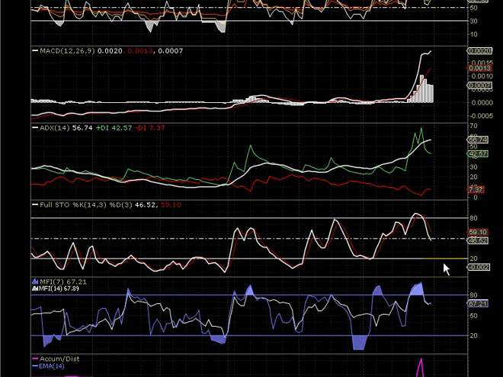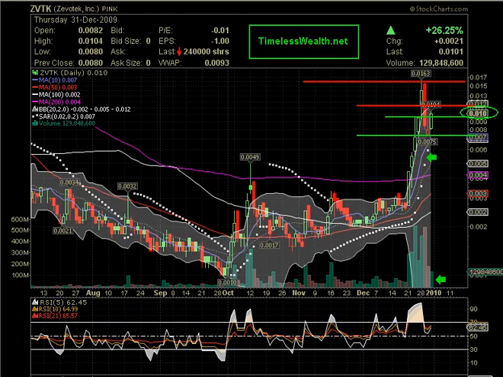The full stochastic should curl up if we see a trading session that appreciates the price. The money flow index is still in an uptrend, and so on and so forth. More or less the same picture over and over again. And that's why it's so important to understand technical analysis, and it's absolutely ludicrous to believe that technical analysis doesn't play a role with OTC stocks, penny stocks, when in fact when you have a liquid market like this, technical analysis can be your best friend.